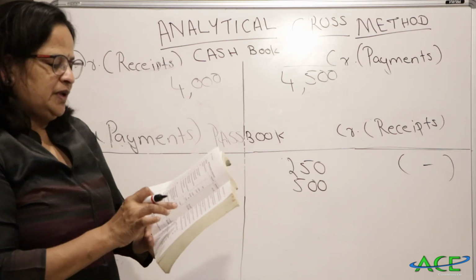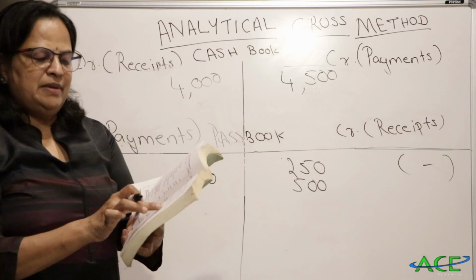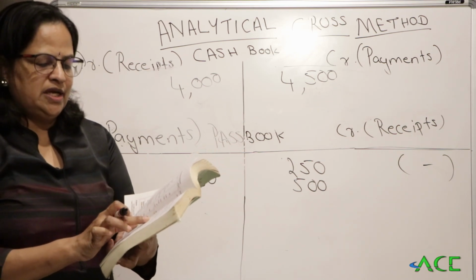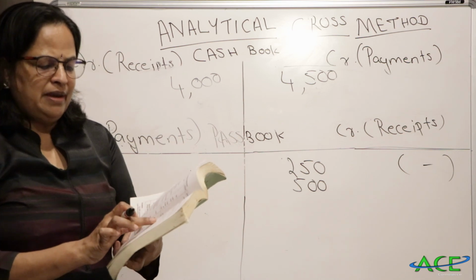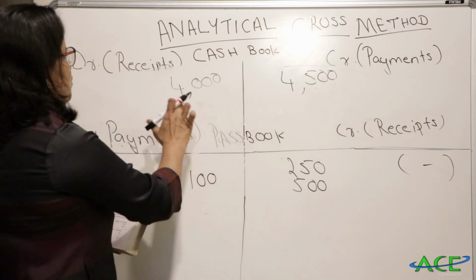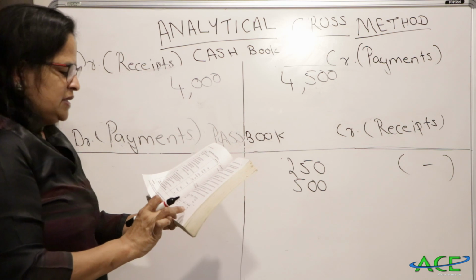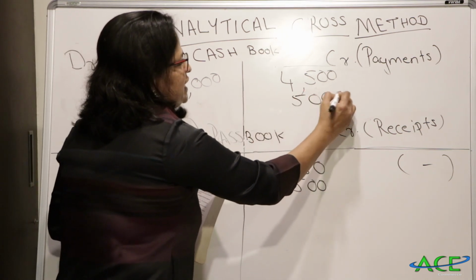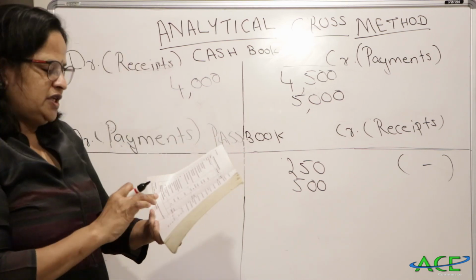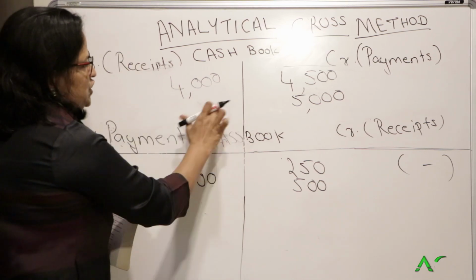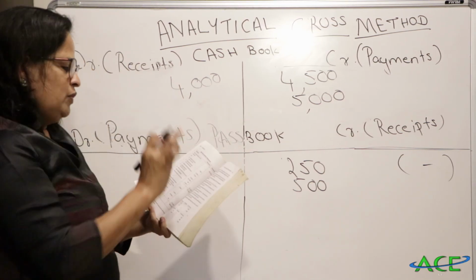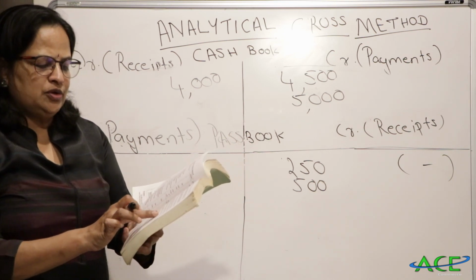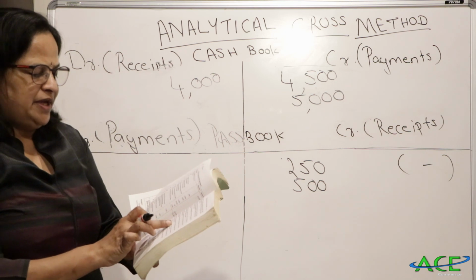Next, the bank column on the payment side of the cash book was found to be overcast by 5,000. Bank column on the payment side of the cash book, that is 5,000. Overcast means you write it on the same side. If it's undercast, you write it on the opposite side. Overcast is the same side.